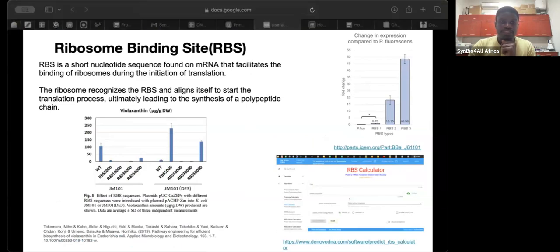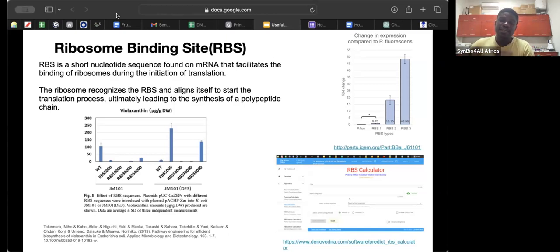Okay. Now, the next thing we are going to talk about is what we call the ribosome binding site. Just like the name says, it's the sequence that binds to the ribosome during the initiation of the translation, right? Even though I say they are found on the mRNA, you actually put it as part of your DNA. So in your DNA design, you're going to put an RBS there, and then during the translation, it's converted to mRNA.